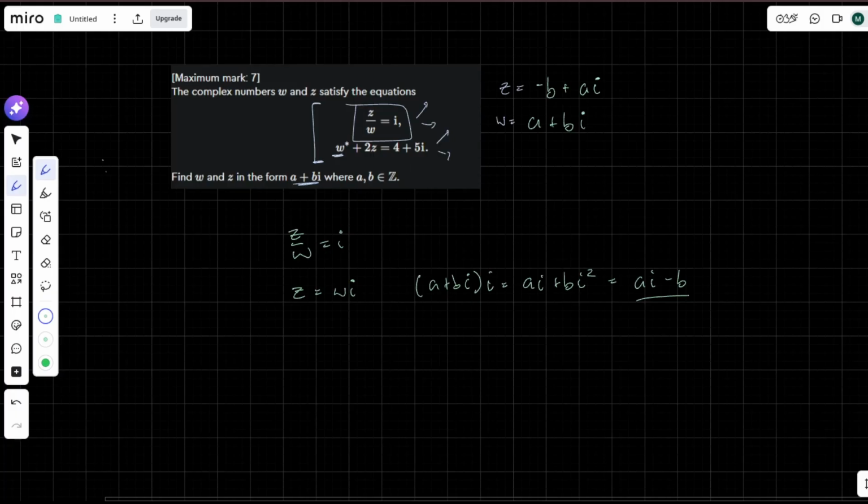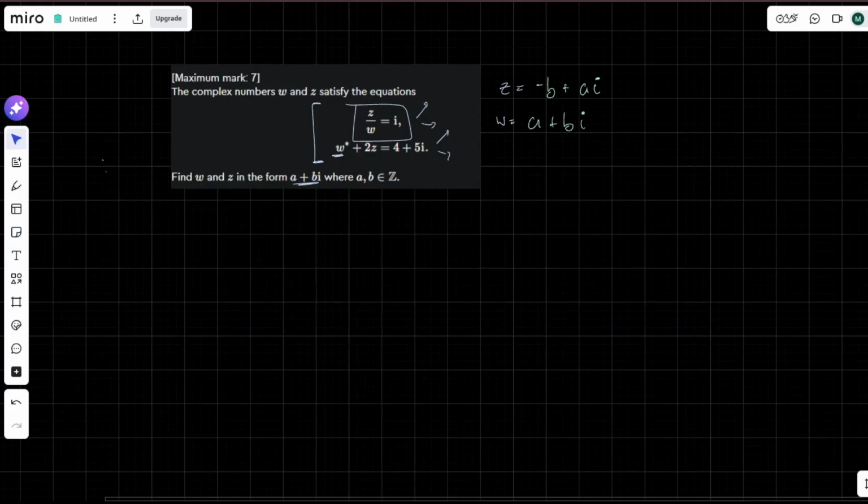If you make four different variables, it's solvable, right? But this is a non-calculator problem, and the math's going to get pretty ridiculous. It's going to be horrible arithmetic. So let's not do that. The other value we have here is W conjugate. W conjugate is going to be A minus BI.